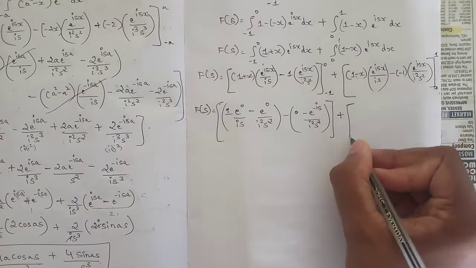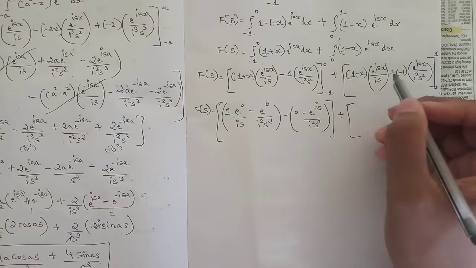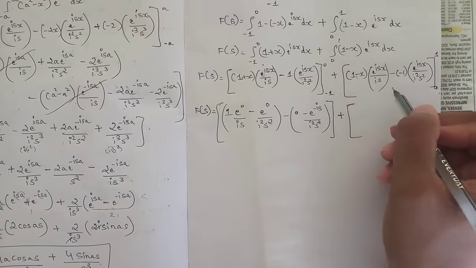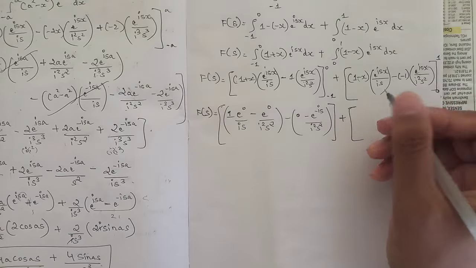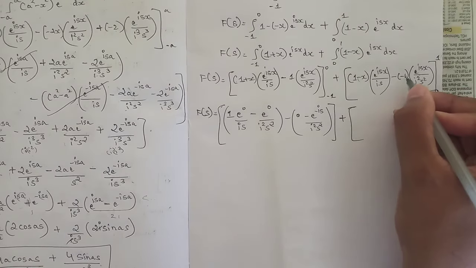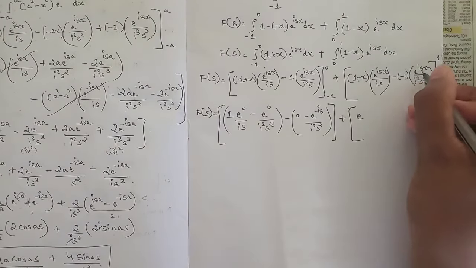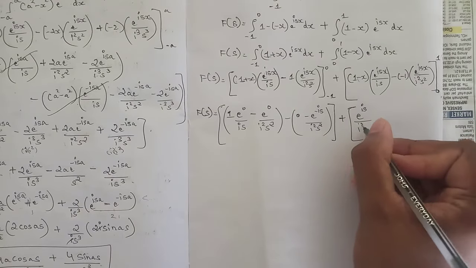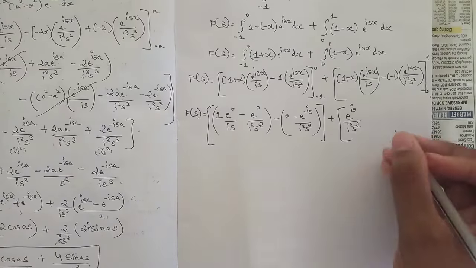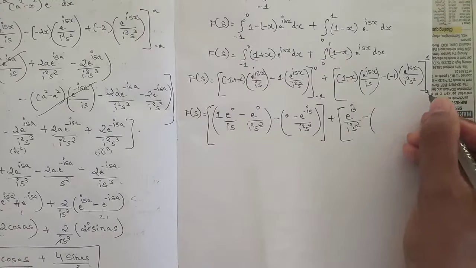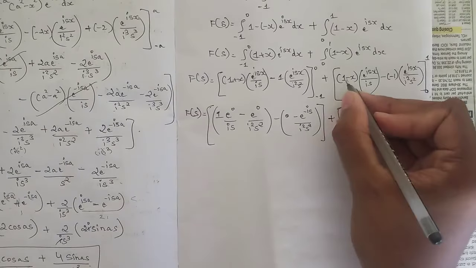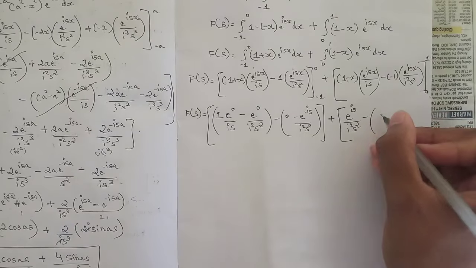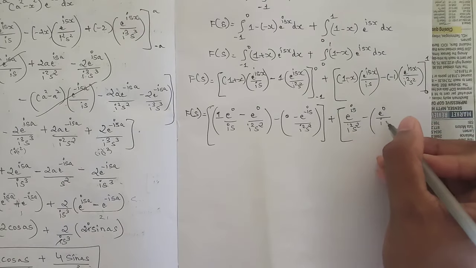Plus, now for this, again the upper limit is 1, so 1 minus 1 is 0, so the whole term becomes 0. I will not write that again. So in the second term, minus into minus is plus, so e power is, since the value of x is 1, divided by I square s square, minus the lower limit, that is 0, 1 minus 0 is 1, and the value is 0, so it is e power 0 by is.